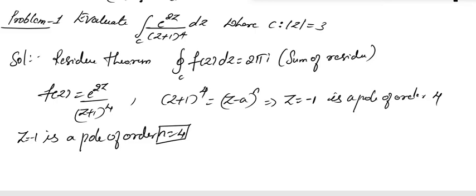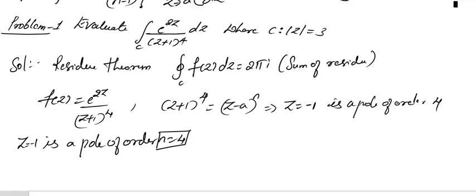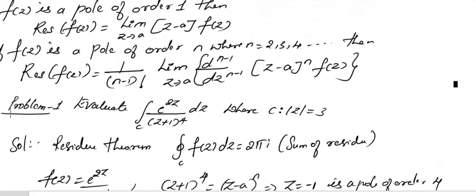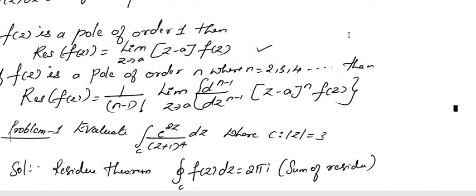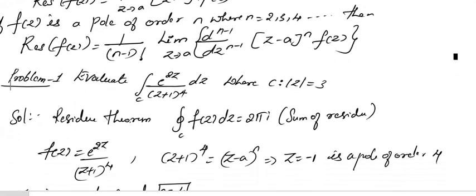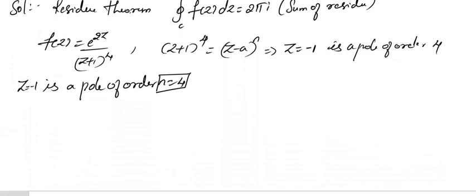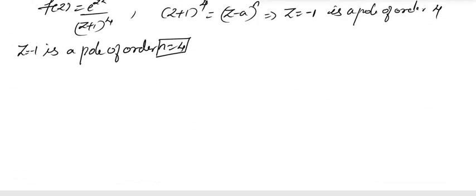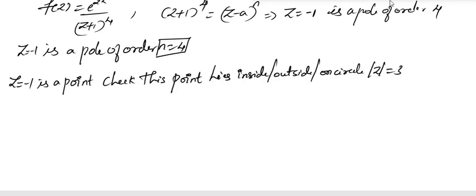If the pole is of order n equal to 1, then you can use the third formula which we have already listed. Since it has a pole of order n greater than 1, you are supposed to use the second formula. Before that, you should be very clear whether z is equal to minus 1 lies inside or on a simple closed curve. So you have to check now. z is equal to minus 1.